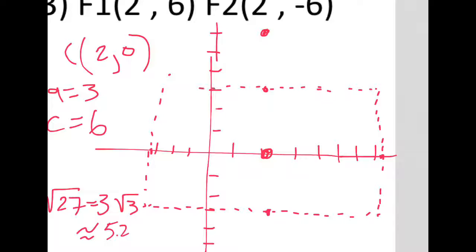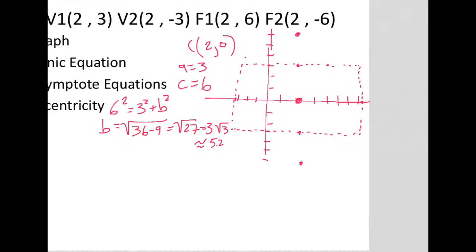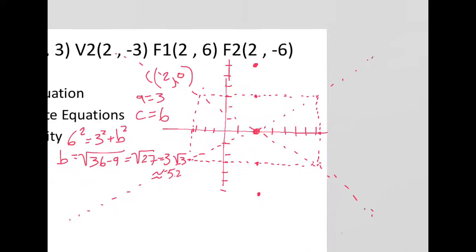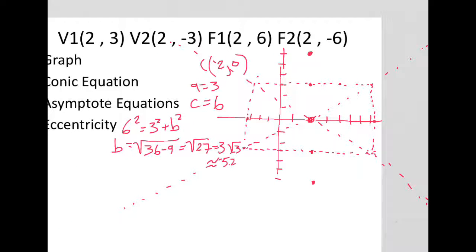Apparently sound effects were in order. So we get our box, and then we can dash in those oblique asymptotes, which will be what actually allows us to sketch this a little more accurately. So go ahead and dash all those in. A lot of dash lines, but you can do it. And now let's go ahead and draw in this hyperbola, and it's going to go something like that.